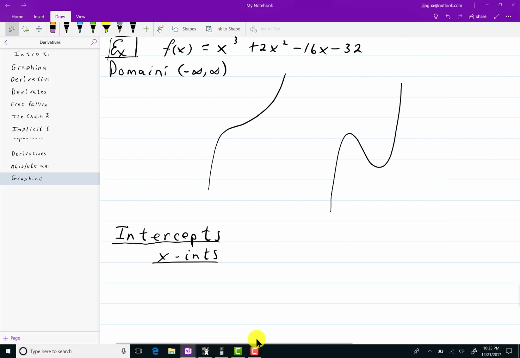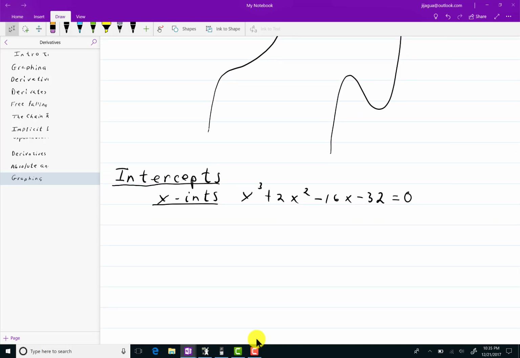So we set the function equal to 0: x cubed plus 2x squared minus 16x minus 32 equals 0. I picked one that is really easy to figure out. All you have to do is use factoring by grouping. I can take an x squared from these first two terms, which leaves me with x plus 2. Then I can take negative 16 from the last two terms, and that also leaves me with x plus 2.